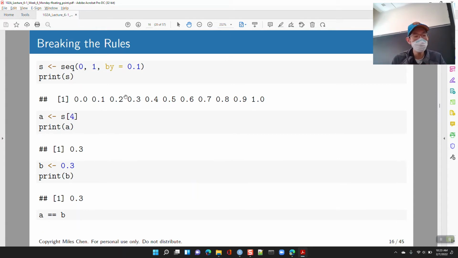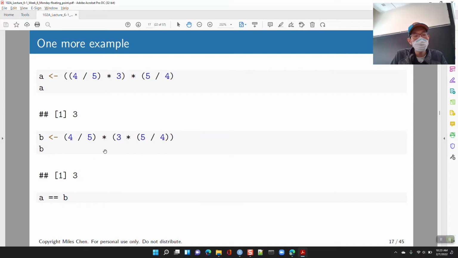Okay. So here's just a sequence, right? If I say make a sequence from 0 to 1, incrementing by 0.1s, and I take this 0.3, and here's B is 0.3, and I say, are these two things equal to each other? It's like now we're just playing some guessing game. Maybe they're equal, maybe they're not. Okay, so they happen not to be equal.